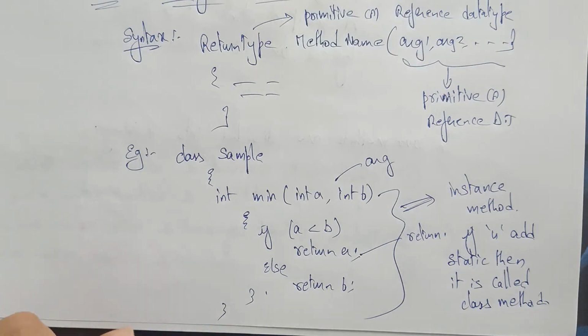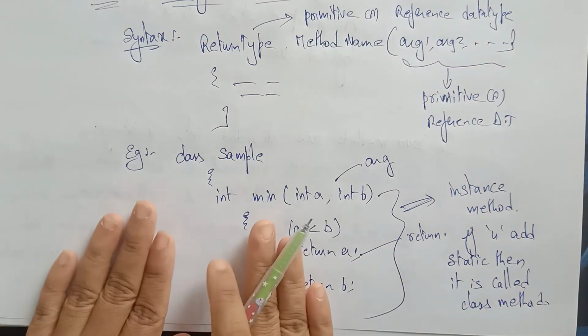If a variable is declared with static, then we call it a class variable. Otherwise it's an instance variable. So I already discussed that in the previous video. If you have any doubt, just go and watch the instance variable and class variable video. And here this is an instance method.